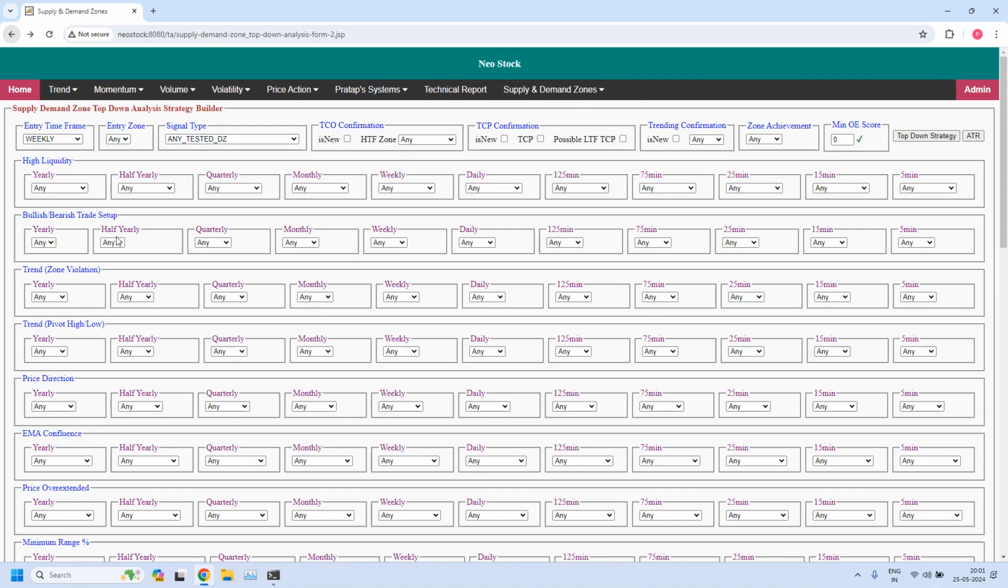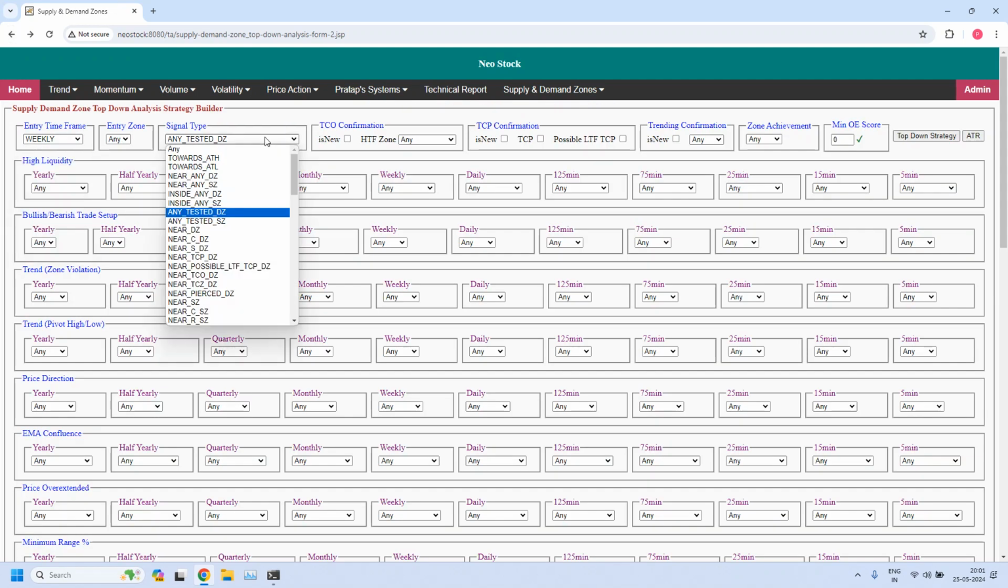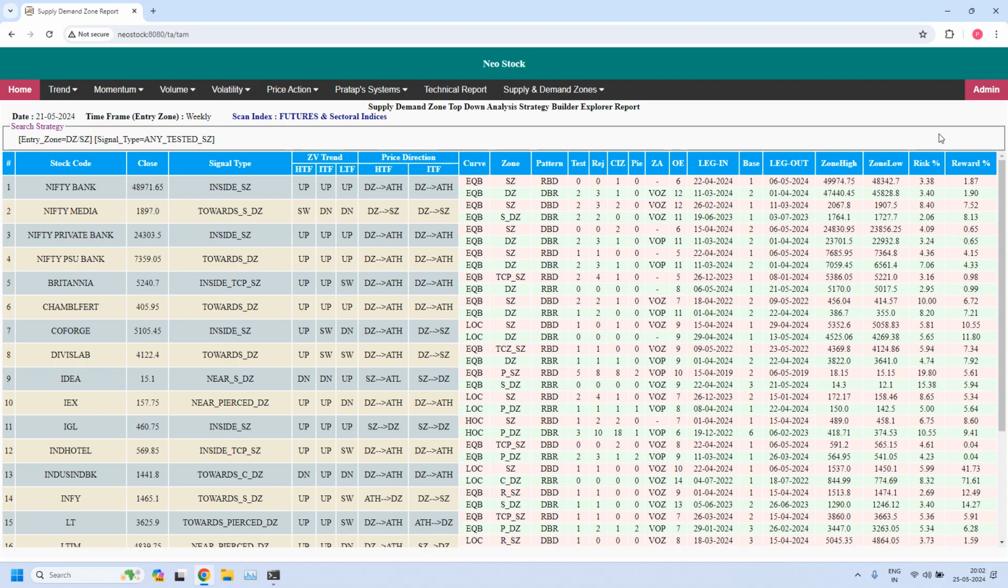Let me go back. For weekly time frame, let us find the stocks having supply zones tested during this week. So a good number of weekly supply zones are tested during this week. Even Bank Nifty also tested the weekly supply zone. Now price closed inside Bank Nifty weekly supply zone. Let me scroll the list down.